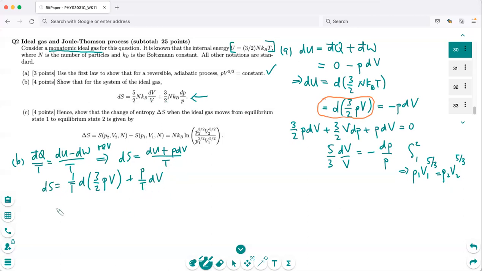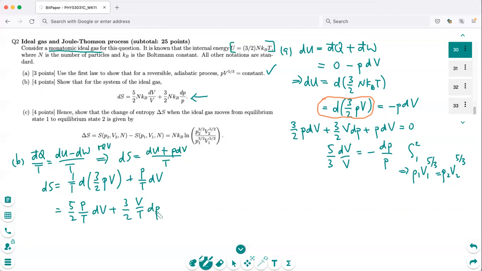Okay, so please try this yourself. You just need to do the product rule carefully. So you get this result, 2 terms. You get the one with dV and then the one with dP. So the one with dV is like this. The one with dP, you don't have another term to combine. So there will be 3/2 V/T dP. Okay.